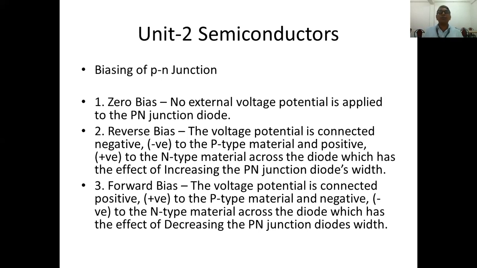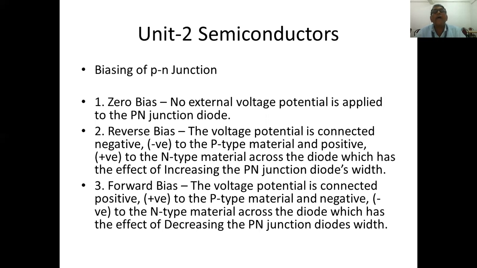And once you form this P and N, then the semiconductor devices are formed by combining this P-type and N-type semiconductor. So when you join this P and N-type semiconductor, then its function starts. Once you have a PN junction device, then how to apply the voltage to this. So based on this, we have three types of biasing. It is called zero bias. Zero bias means no external voltage is applied to the PN junction diode.